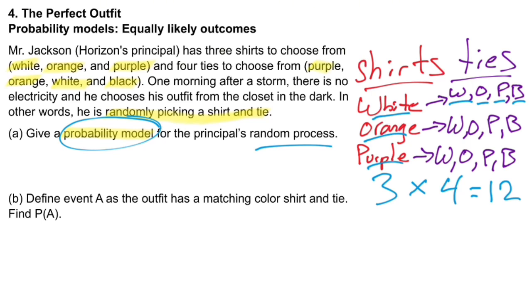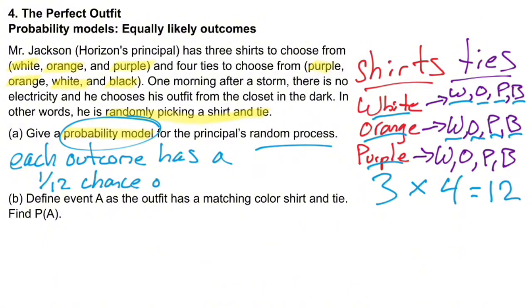You would show the work right here and probably want to write out the rest of the words instead of just putting the first letters down of the colors of the ties. But what you would then describe is each outcome has a 1/12 chance of occurring.